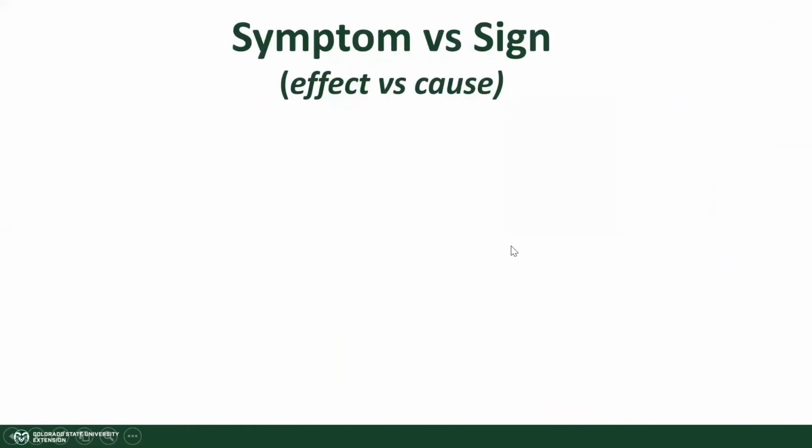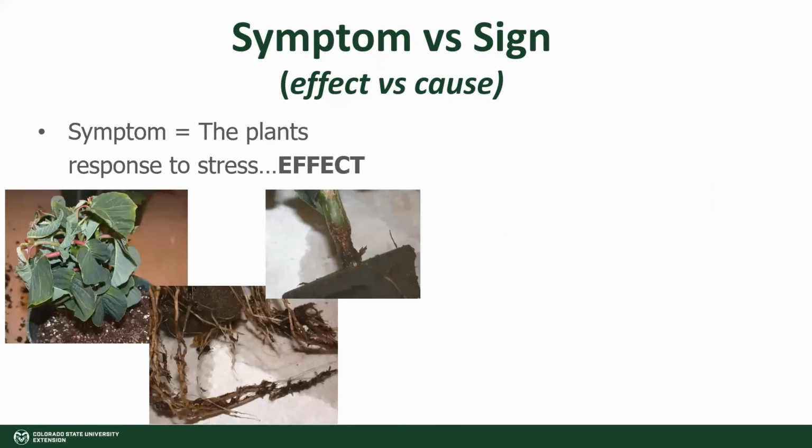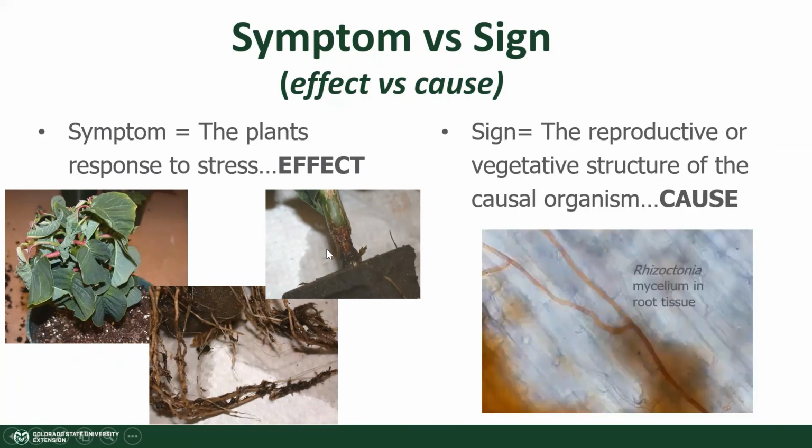So what's the difference between symptom versus sign? You are going to see the effect versus cause. Symptom is the plant's response to stress. So this is what we call the effect, because the plant is showing you that something is wrong. But the sign is the reproductive or vegetative structure of the causal organism, which is the actual cause. For example, this Rhizoctonia here, this is the mycelium in the root. This is actual mycelium. So I'm looking at the pathogen itself.